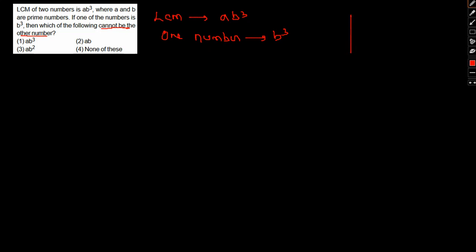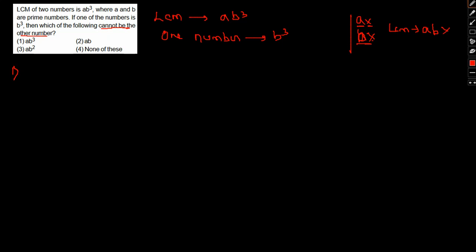Now let me give you a concept over here. Okay, suppose one number is AX and another number is BX. Okay, so LCM will be given as ABX. That is the co-prime part and the common part, everything will be included. Okay, so now we'll go option by option.